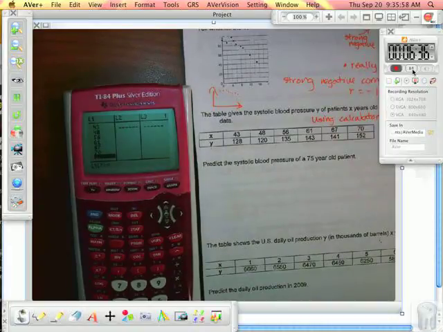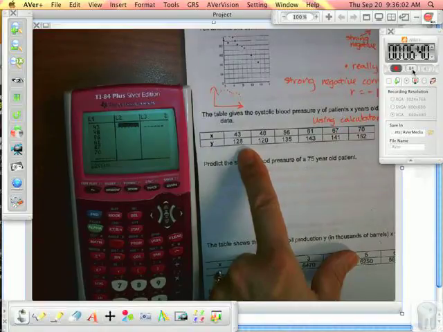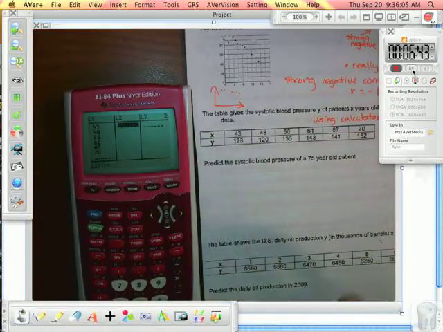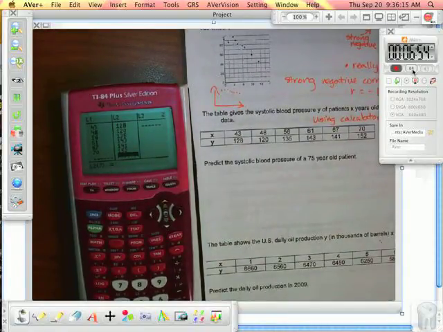Okay? Then you're going to arrow over and enter the corresponding Y values, the blood pressure values. Now what will really screw you up is if you don't.